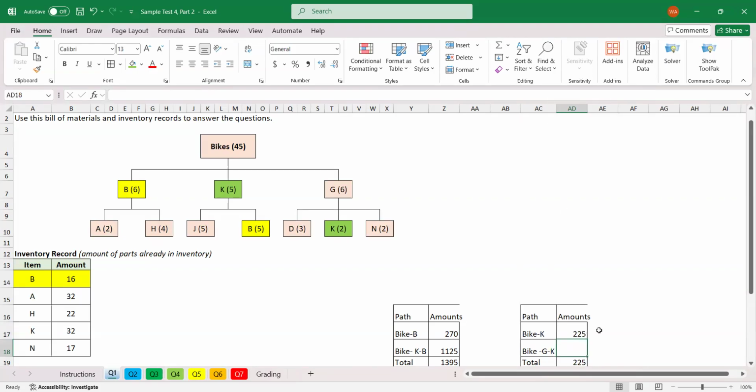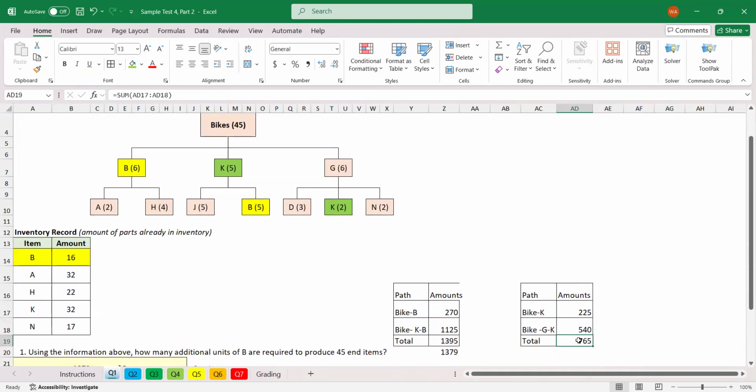Now for the second path, we're going to need, again, to make 45 bikes using 6 parts of G, and each part of G requires 2 parts of K. Okay, so multiplying this value here by this value here by this value here, I get 540. So if you combine these two here, the total amount of part K needed will be approximately 765.